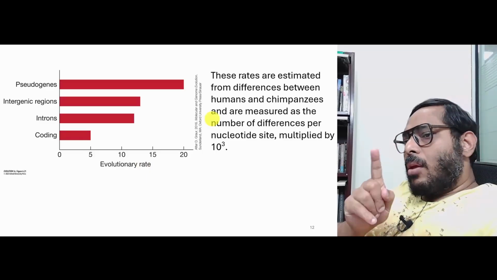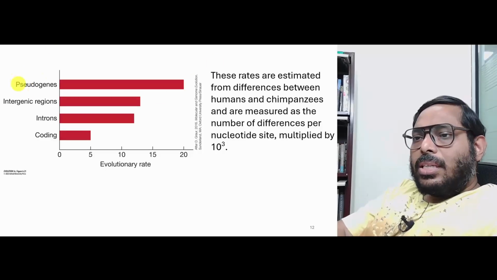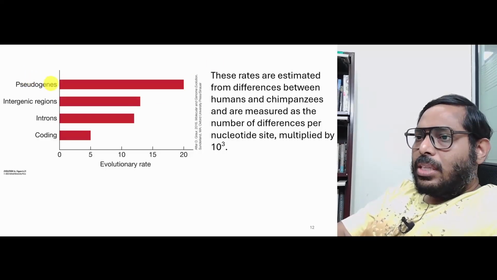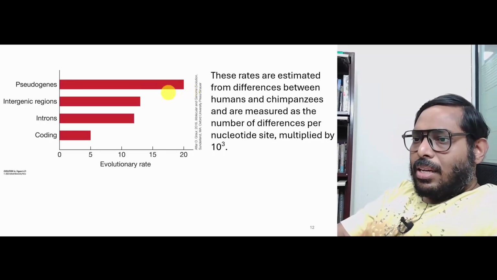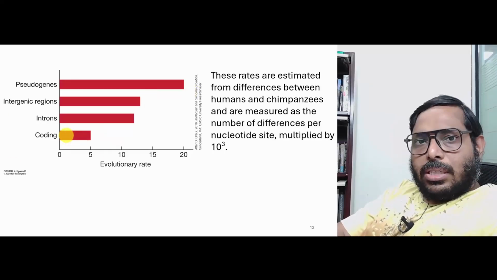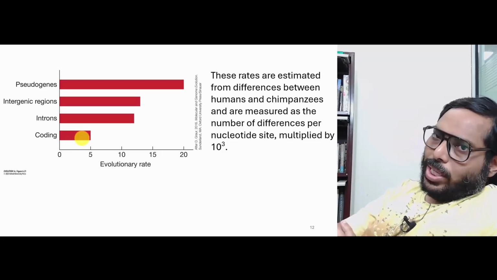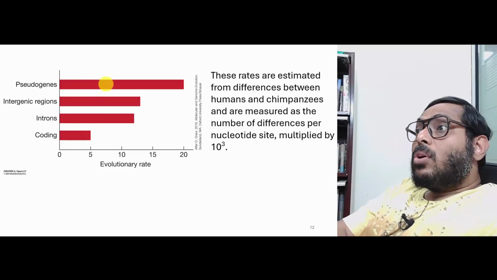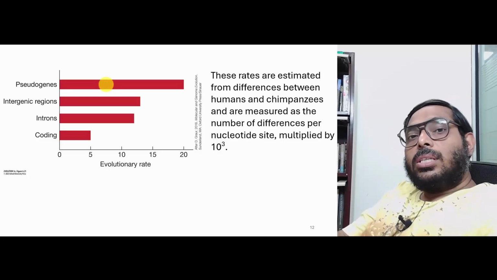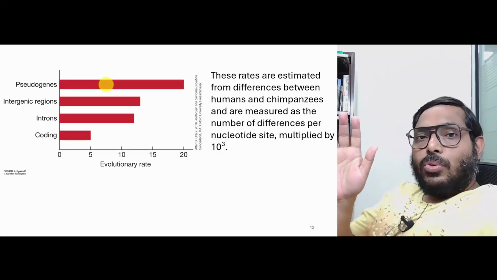Now, we have 4 different kinds of things here. These are the pseudogenes, and you can see that the rate at which they are accumulating differences is the highest. These are coding genes. You can see that the rate at which they are accumulating mutation is the lowest. Now, in some sense, both these are obvious. Why? Because in pseudogenes no selection is happening. So, all mutations are selectively neutral over there.